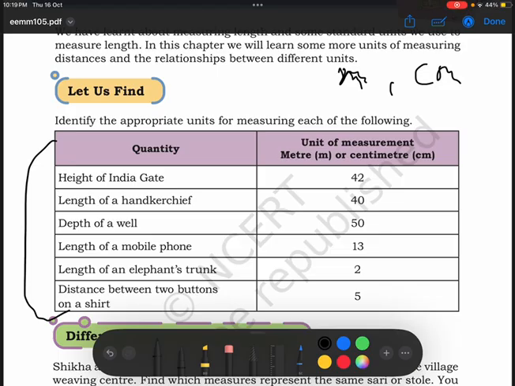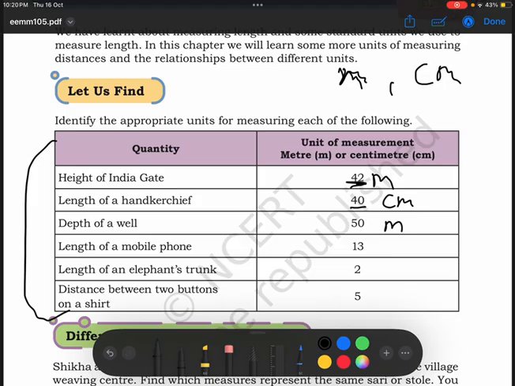As all of you know, India Gate is very huge, and 42 is given, so it cannot be centimeter, because if it were 42 centimeter, it would be very small. So it is 42 meter. We have to tell whether it is meter or centimeter. Second is the length of a handkerchief. A hanky, which you can put in your pocket, cannot be 40 meter long, so it is centimeter. Depth of a well will be in meter.